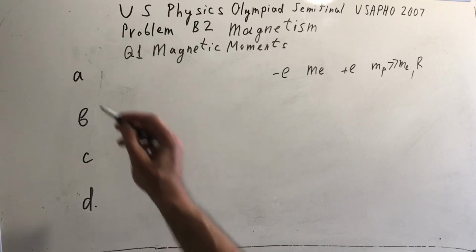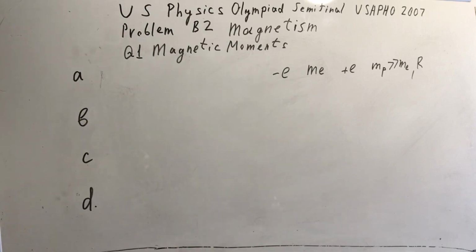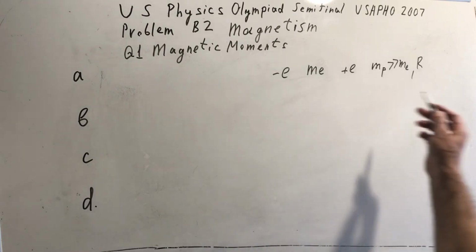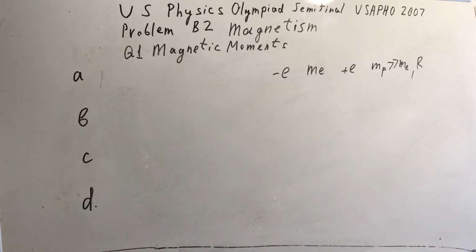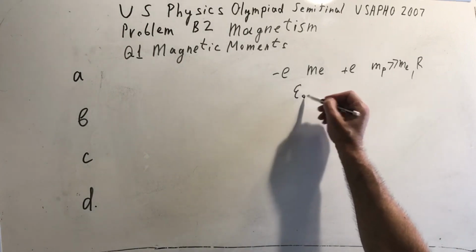First, A. Calculate the net electrostatic force on the electron from the proton. Express your answer in terms of any of the following parameters given here, and the permittivity of free space epsilon 0.